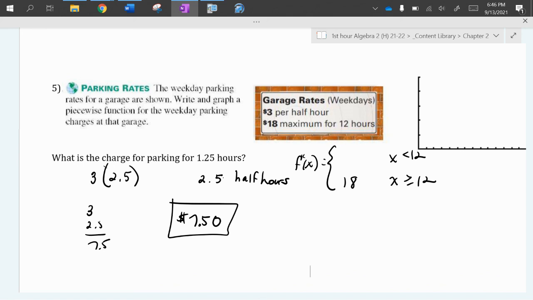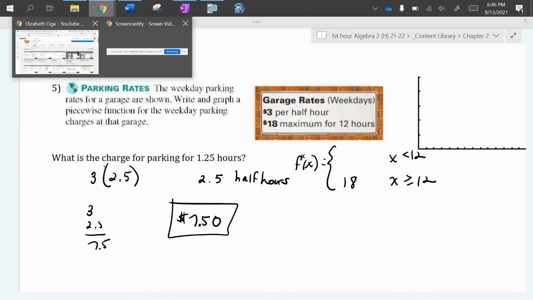So this is an example of a piecewise function because we've got a certain function going on if x is less than 12 hours, and then a different function if x is greater than or equal to 12.